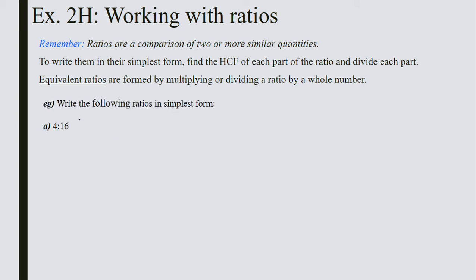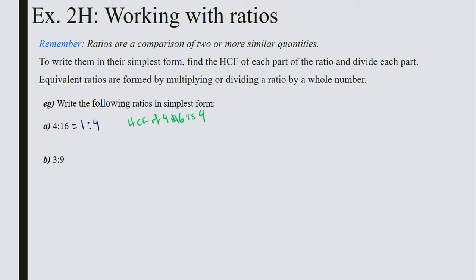The first, we're going to write each of these in simplest form. So to do that, we need to identify the highest common factor of 4 and 16, which is, of course, 4. So we divide each side by 4. 4 divided by 4 is 1, and 16 divided by 4 is 4. Hint, one of our parts is 1, so we can't simplify it any further. Let's try another.